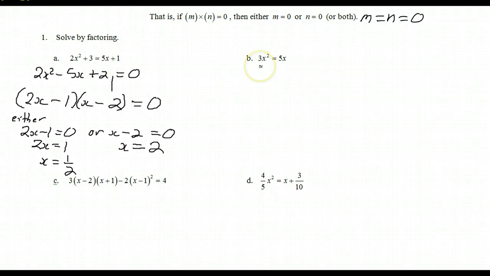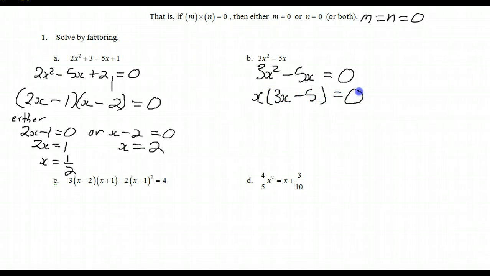3x squared equals 5x. Okay, solving by factoring, we have to set it equal to 0, so we're going to subtract 5x. Factor two terms. Well, first thing with two terms is, does it common factor, 3x minus 5, or is it a difference of squares? This is not a difference of squares, so we have common factoring.